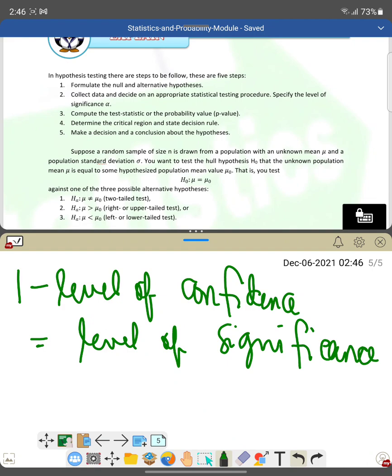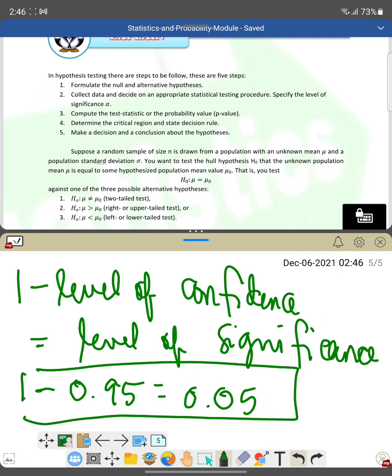Okay, so for example, you're given a 95% confidence level. How would you solve for your level of significance? That is simply 1 minus, since it is 95%, converted to decimal that is 0.95, and your level of significance is 0.05. Okay, that's simple on how you're going to solve for your level of significance when the level of confidence or confidence level is given.